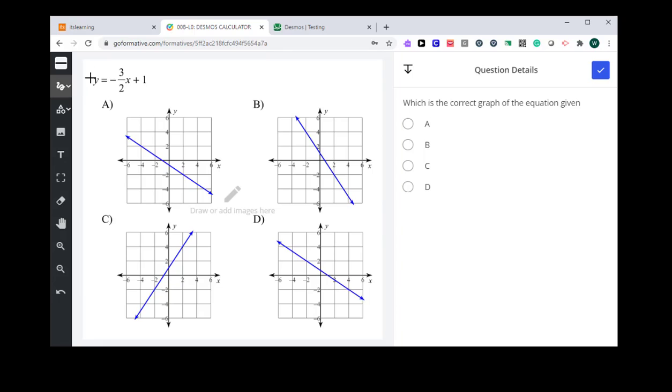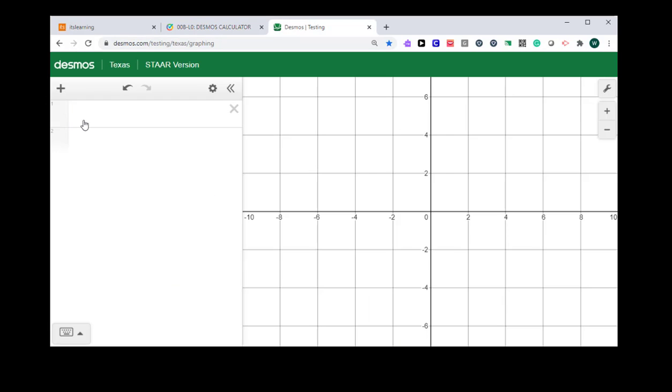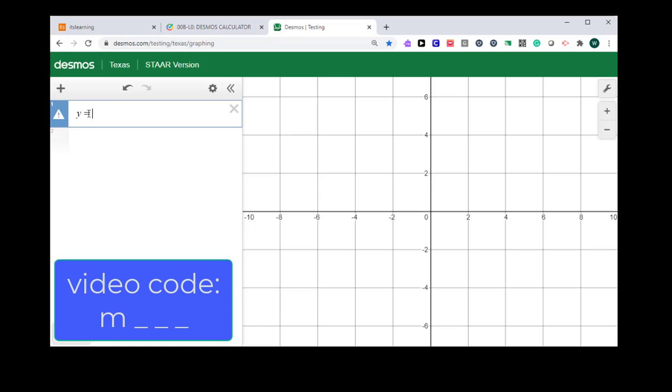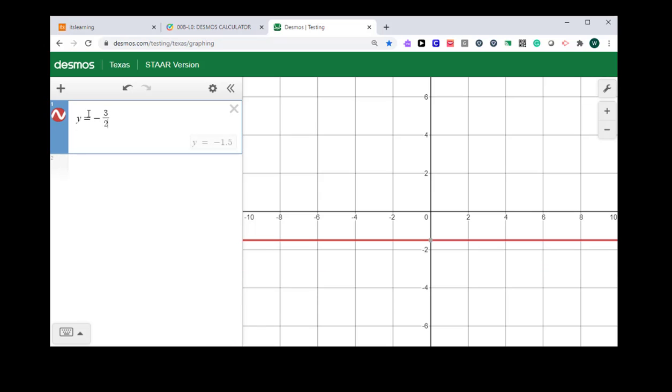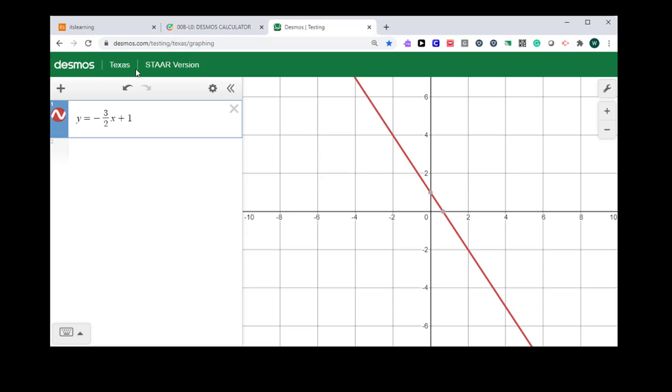Okay, because I have the y alone, I can click on the Desmos calculator, click right there, and enter the equation starting with the y. Y equals -3 over 2, right arrow, x plus 1. And if you notice, as I wrote the equation, the calculator drew me the graph. And I can move my mouse over there and I can see that the y-intercept is at 1. And I also notice that I have a negative slope.